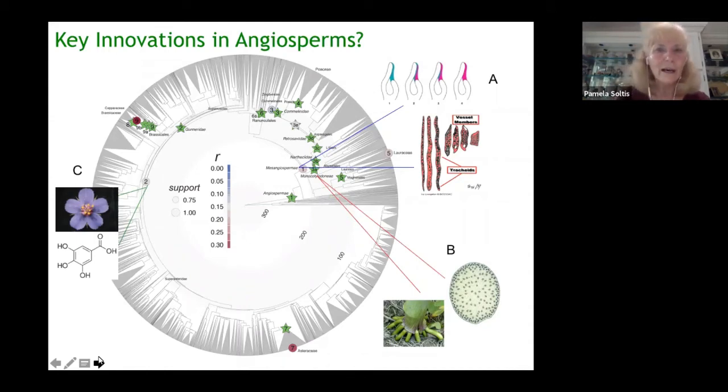polyploidization event. In addition, we see at the origin of the eudicots the canalization of the pentamerous flower once we get a little bit inside the origin of the eudicots, along with, at the core eudicots, some chemical changes. And then, of course, many, many changes associated with monocots.